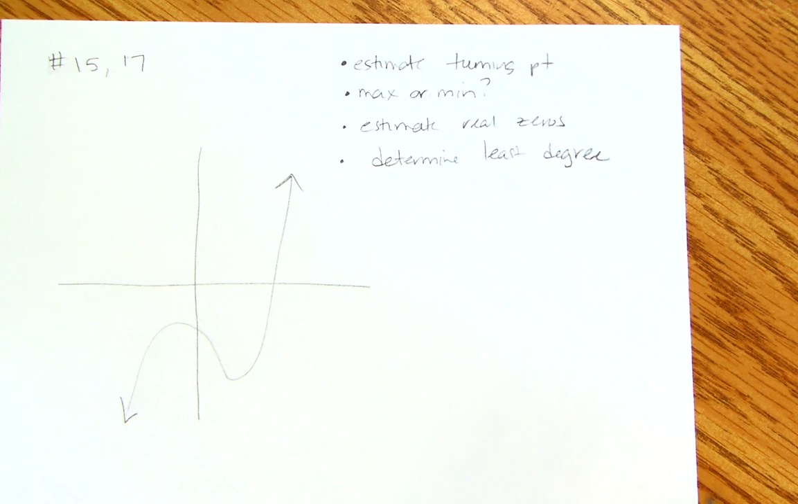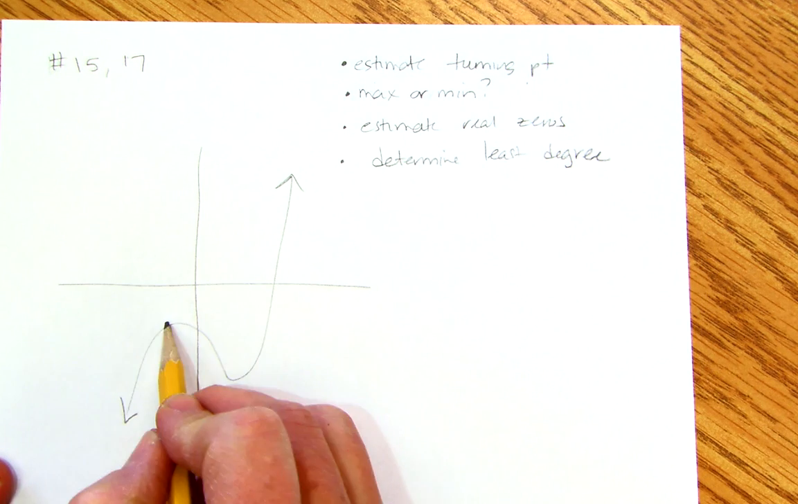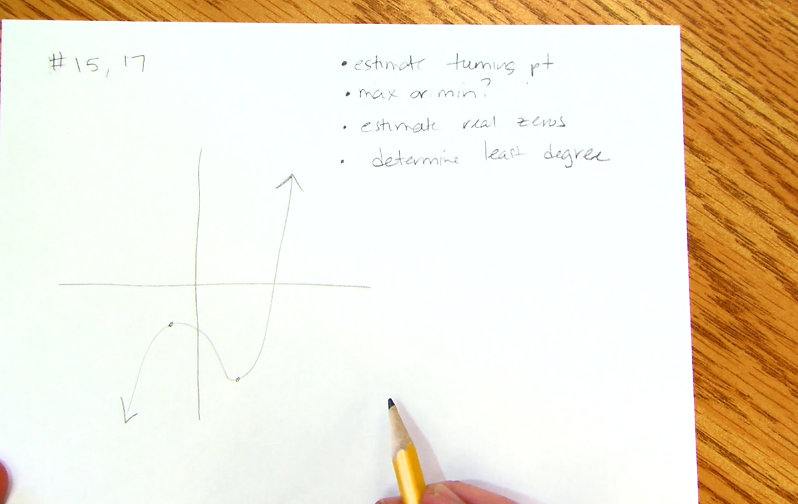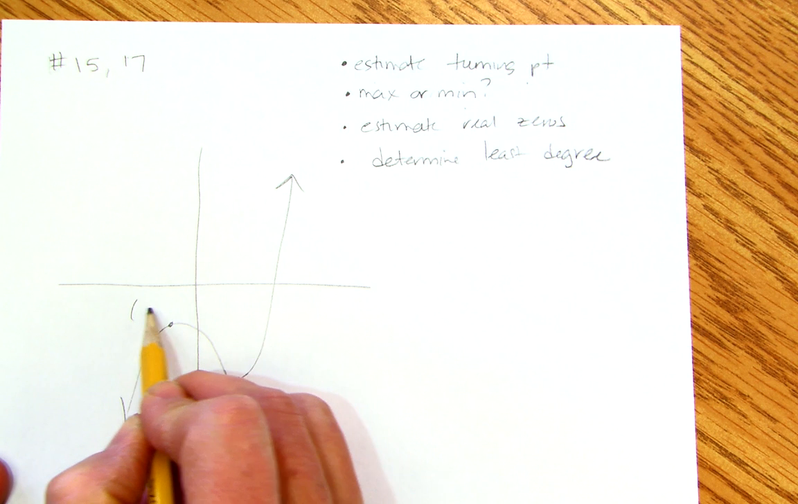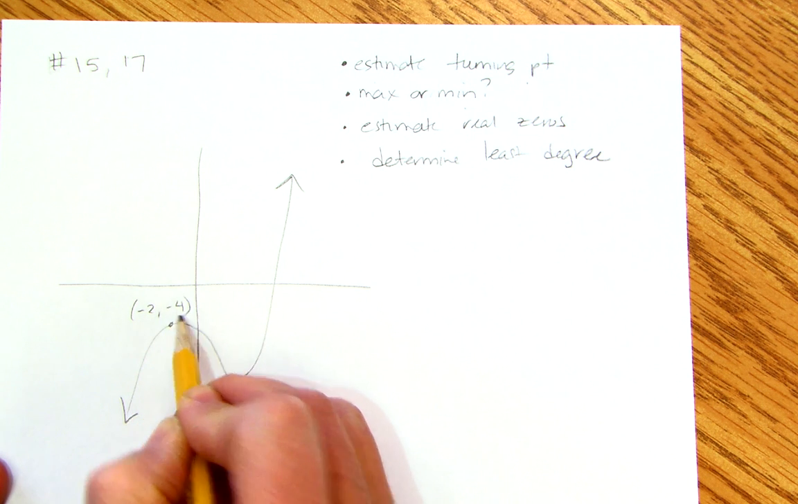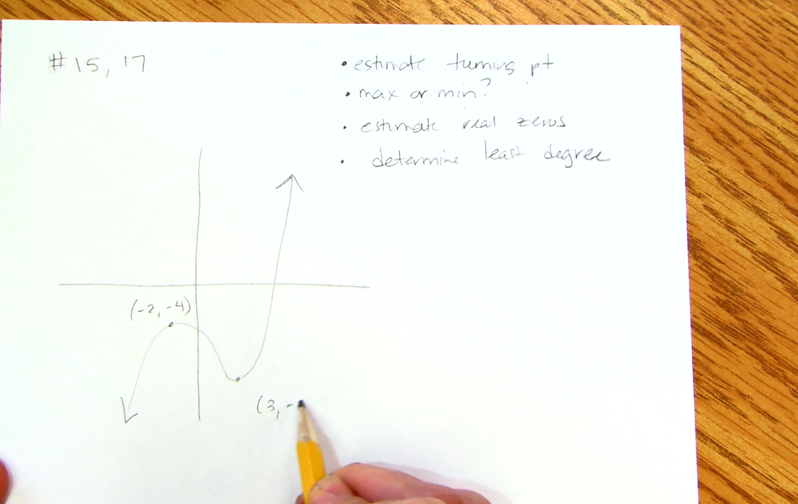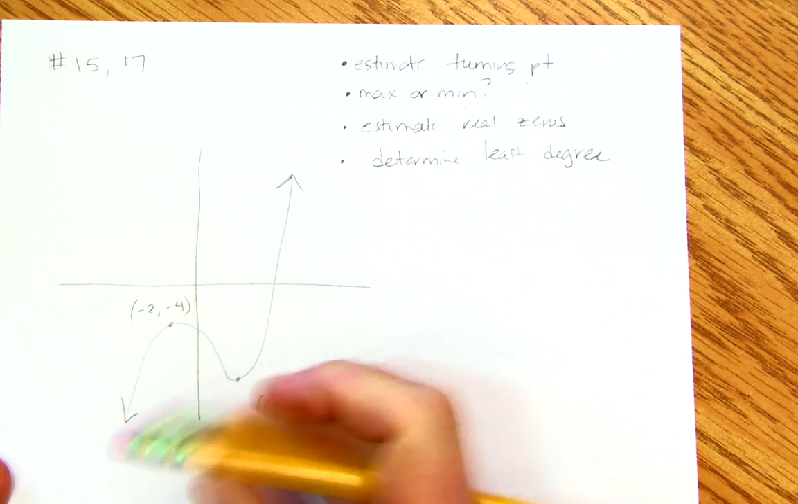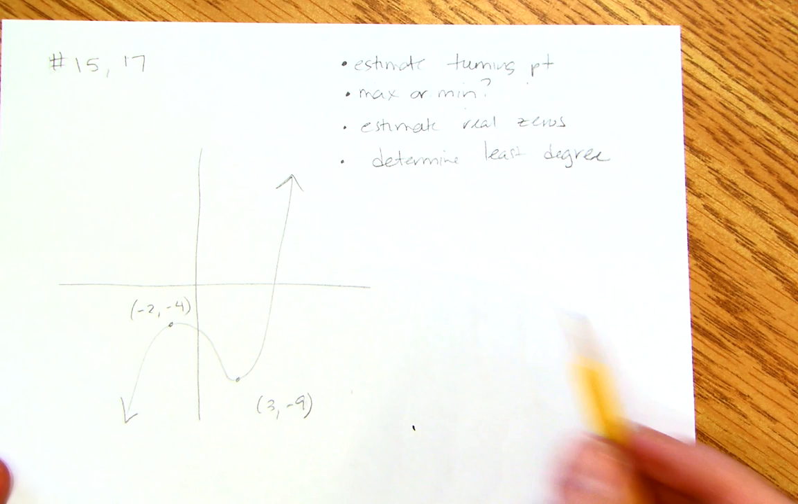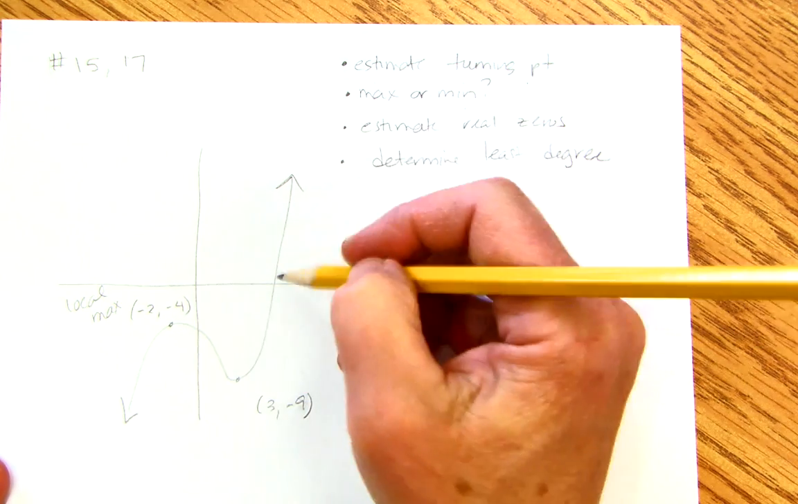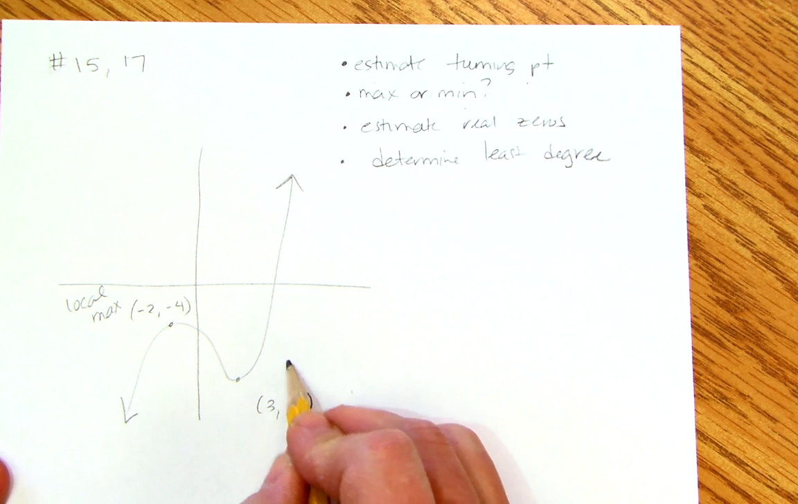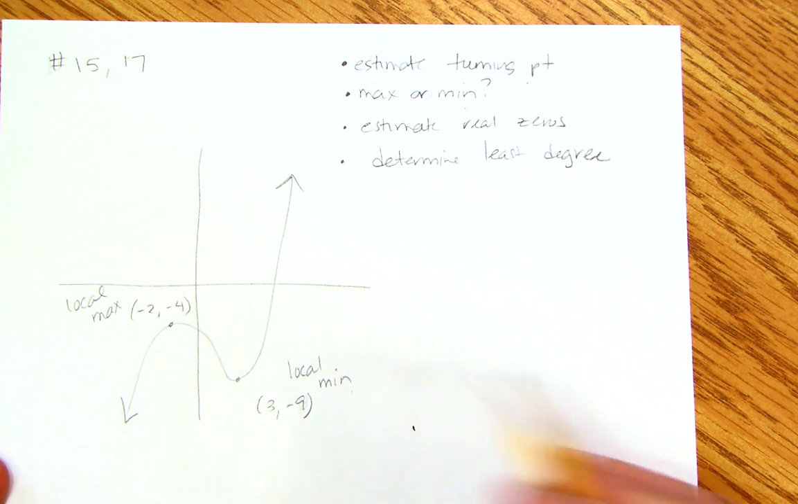In numbers 15 and 17, they give you a graph. They ask you to estimate the location of the turning points. And then is it a max or a min? I don't remember what this graph is, but I'll say, okay, let's say this looks like a -2, -4, and let's say that looks like a 3, -9. So estimate the location. This would be a max, a local max we call it, because this actually doesn't have a true maximum, it goes on forever. And this would be a local minimum.